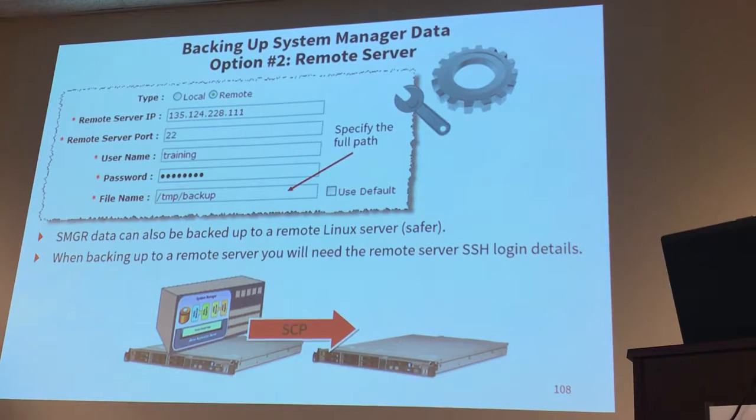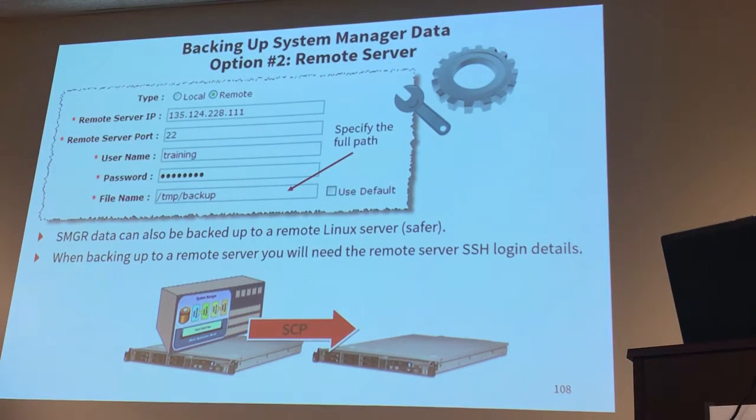This would be the remote option, where you specify the IP address of the remote server, the port, which is always 22, whether you're using SCP or SFTP, it uses the same port. Username and password of the remote server, and then you specify the path where you want to leave the file and the name of the file. So here, in this example, they're saying that they want to leave the file in the TMP directory, and the name of the file is going to be backup.